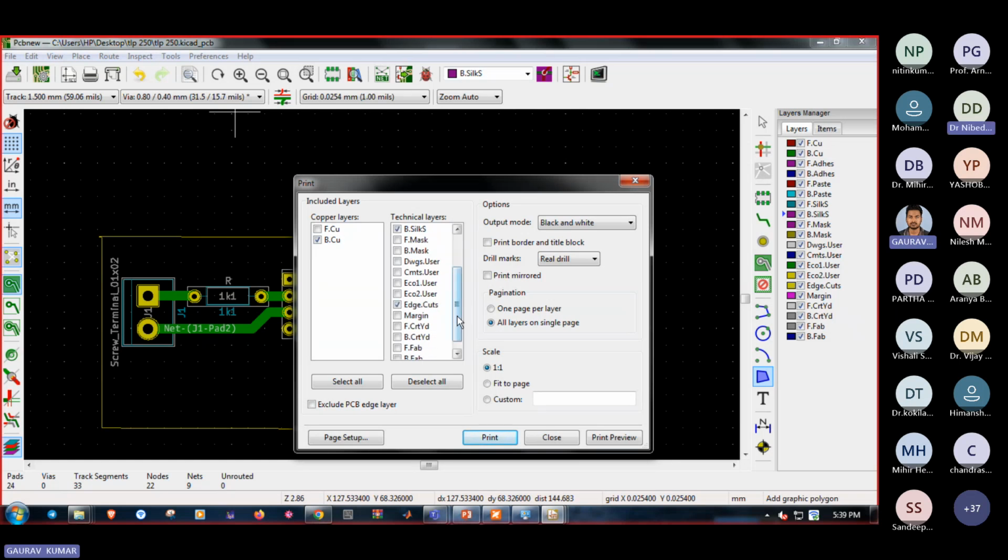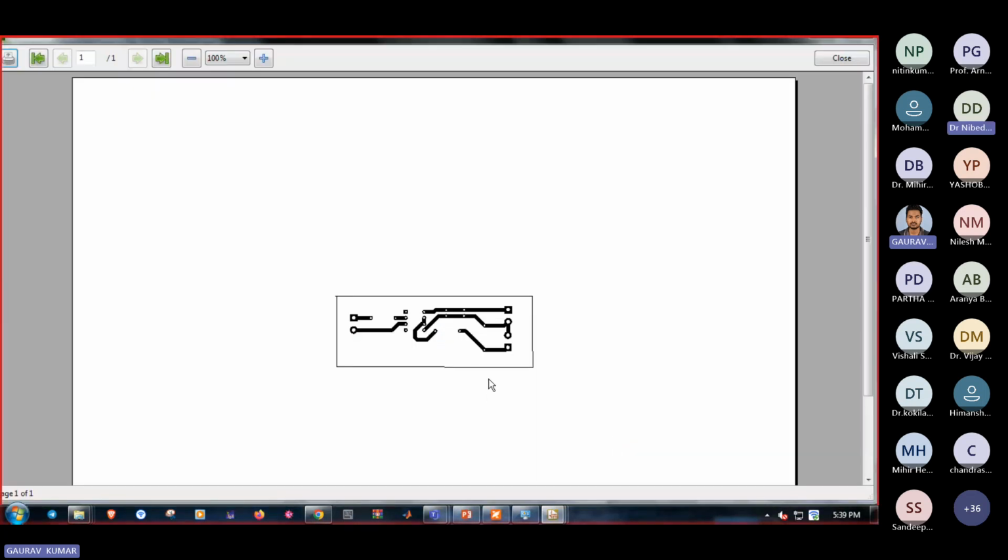Edge cut you have to select, and you have to select the bottom mask also. Actually, the bottom mask covers the copper traces on the bottom layer so that they are protected from corrosion or anything. Then you can see the print preview. This is like that. Then you have to print it.